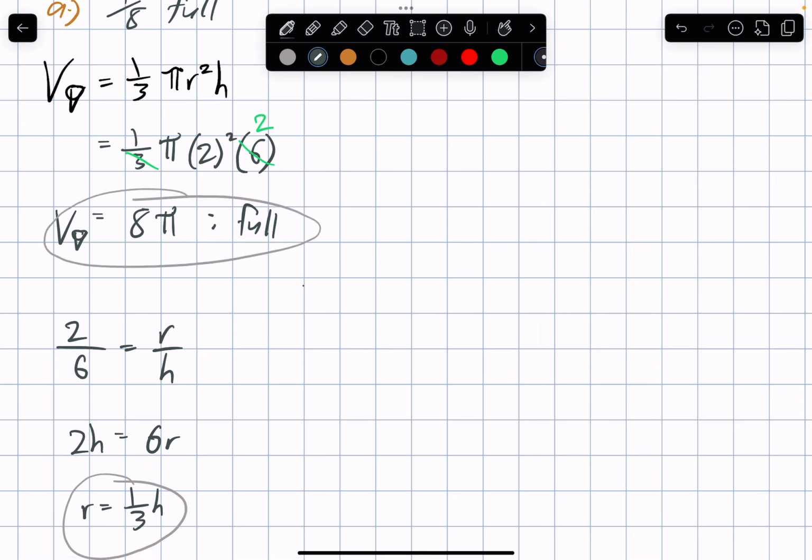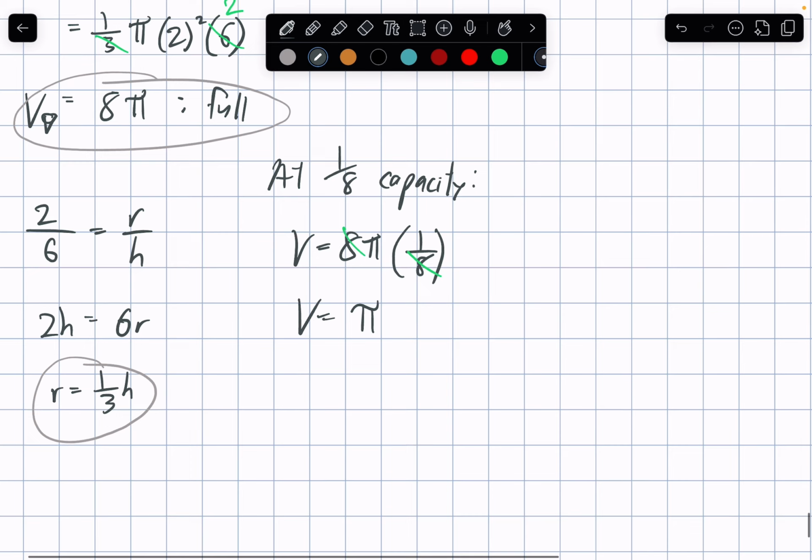Also, since this is the full volume, at 1/8 capacity, the volume is equal to 8 pi, right? And we multiply it by 1/8. So it just so happens that these two are the same number. It's not a coincidence. So the volume at 1/8 capacity is equal to pi. And in the volume formula, wherein the capacity is just 1/8 full, pi is equal to 1/3 pi r squared h. This is the volume formula.